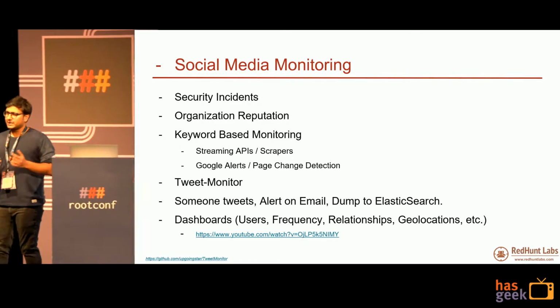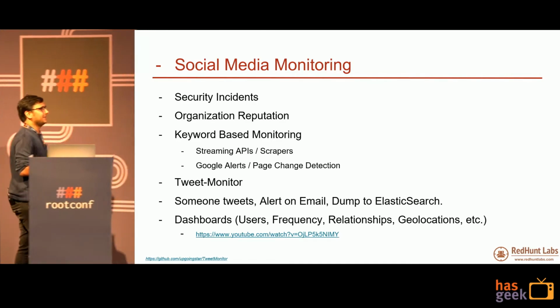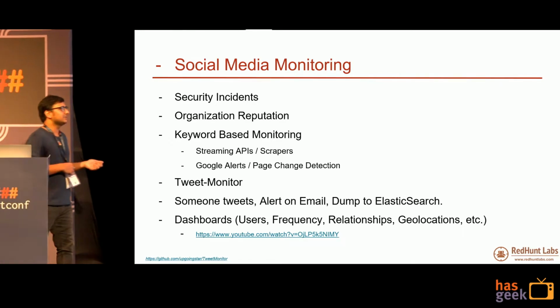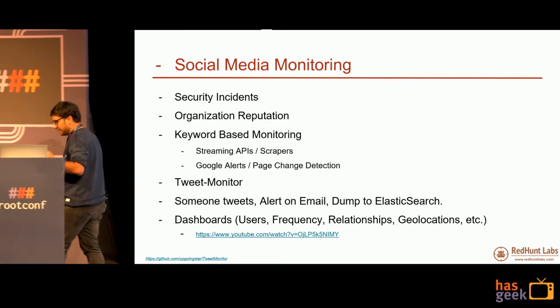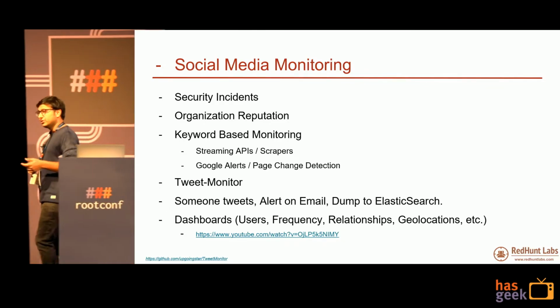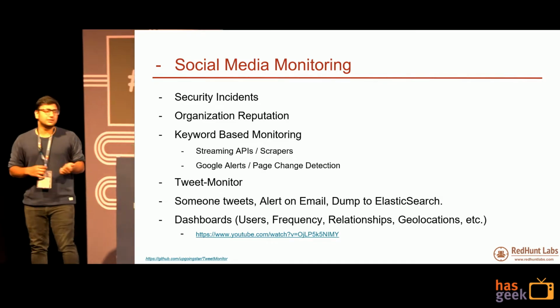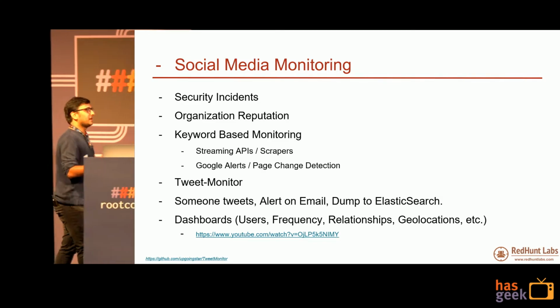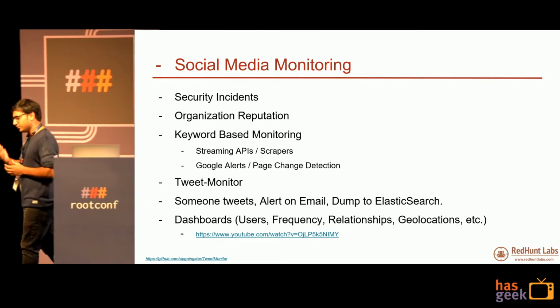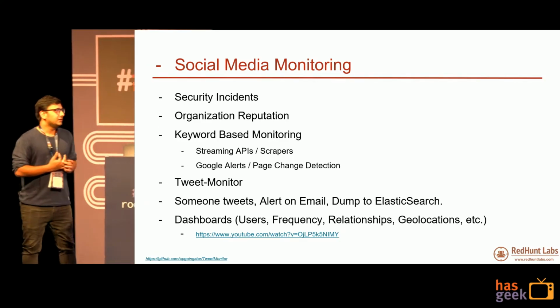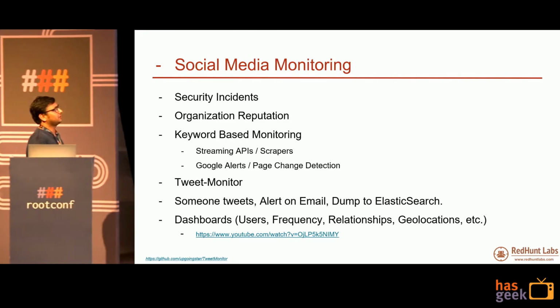So you should really keep an eye on that, for which you can use streaming APIs, you can write your own scrapers. Also, you can use Google Alerts to have your organization name, and when there is any new result coming for your organization, you should get an alert. Or you should have a page change detection. As soon as you realize that there is a change in one of your pages, you should get a notification. And this is how you can do some kind of monitoring.